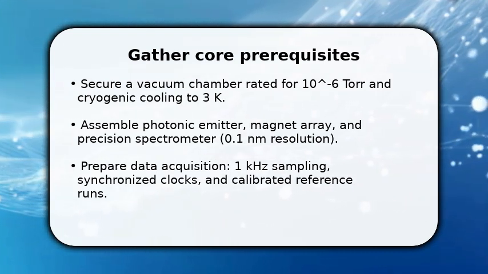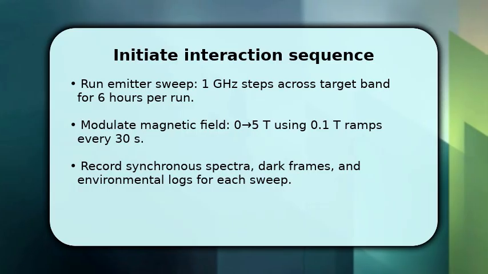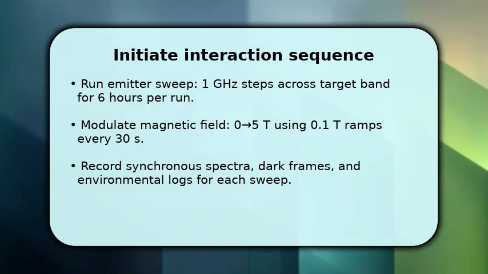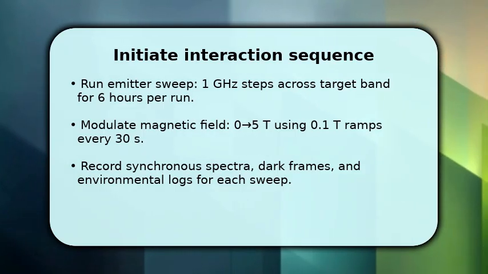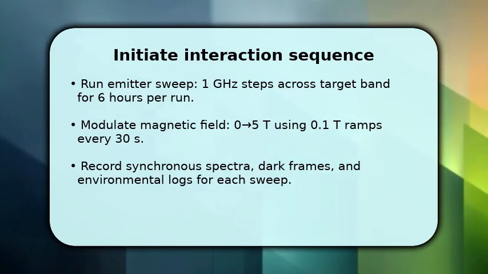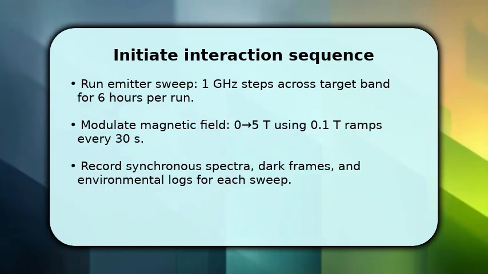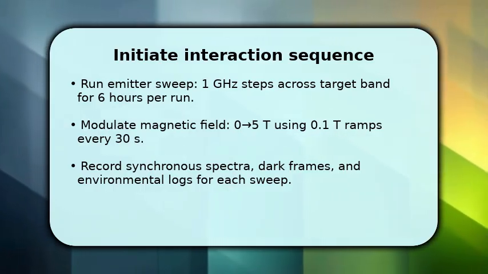You now execute the interaction sequence. Start the emitter sweep across the target band in 1 GHz steps, running each sweep for several hours to integrate weak signals. At the same time, modulate the magnetic field from 0 to 5 Tesla with smooth 0.1T ramps every 30 seconds to probe field-dependent responses.